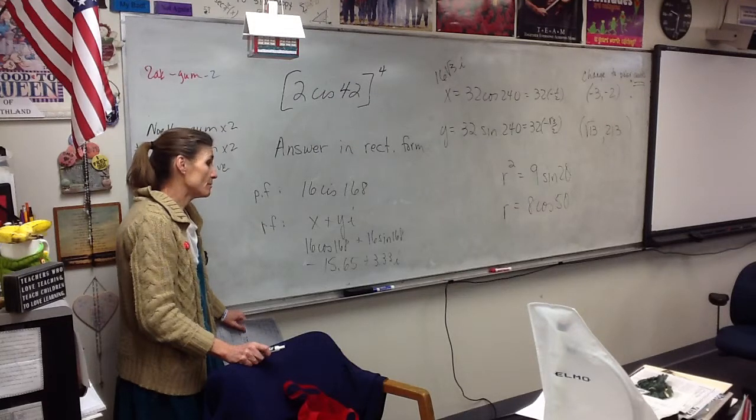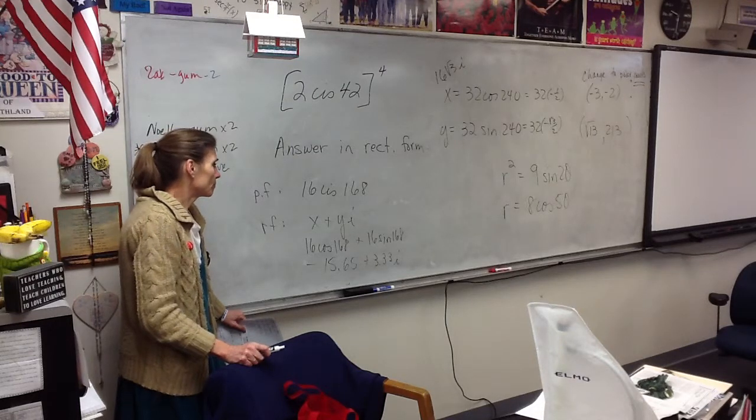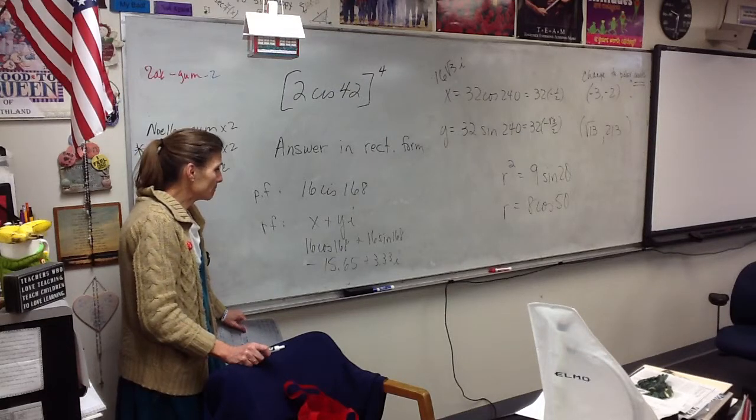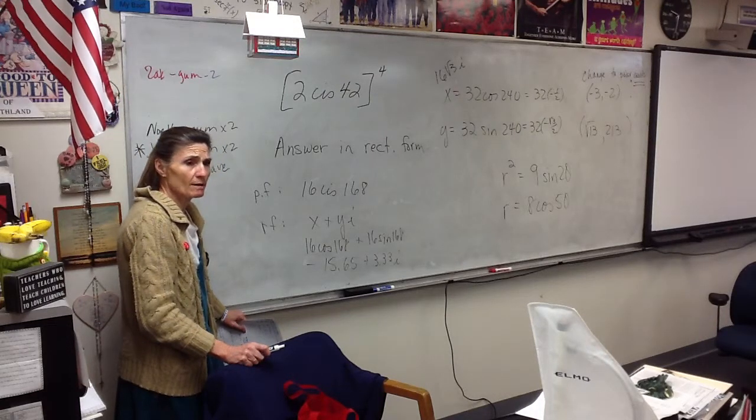Oh. I don't know why you would do that. I don't know. When I did it, I plugged in the negative, but I just did it as a single triangle with the 12 degrees. So it's negative 15.65, plus 3.33. We got that. You just have to put it in the standard form.